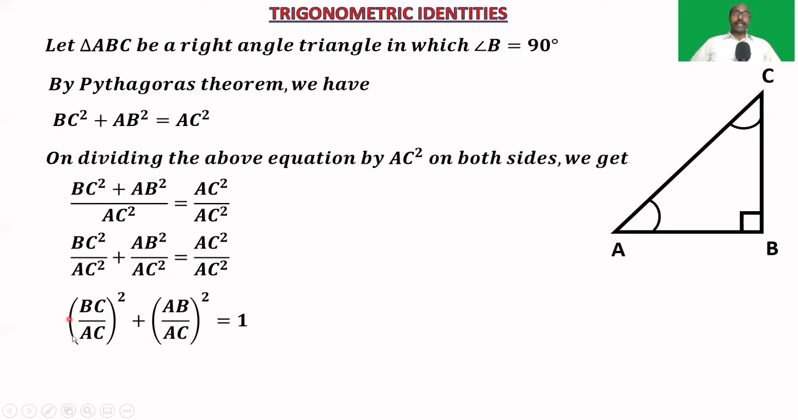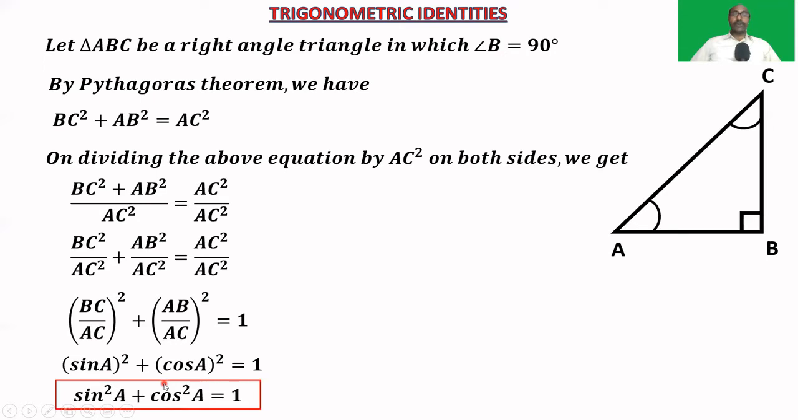So we can write it as sine A whole square plus cos A whole square is equal to 1. And we know that sine A whole square can be written as sine square A and cos A whole square can be written as cos square A. So we get sine square A plus cos square A is equal to 1. This is the most important trigonometric identity. Okay. 1.